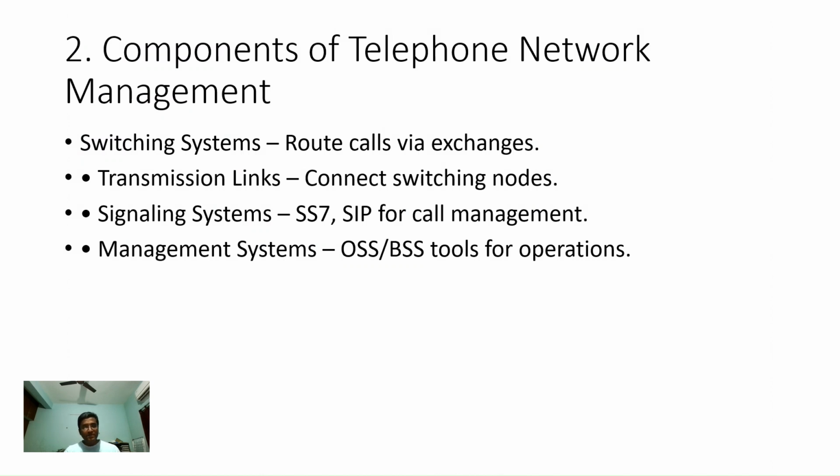The switching systems include routing calls via the exchanges, and the transmission links include the connecting switch nodes. So the different connecting switch nodes come under the transmission links, and the next one is the signaling systems. So there's SIP and other things, everything included for call management comes under the signaling systems, and the management systems include OSS and BSS, the tools and other things for the operation. So this covers the components of the telephone network management system.